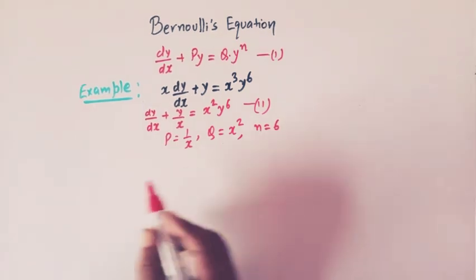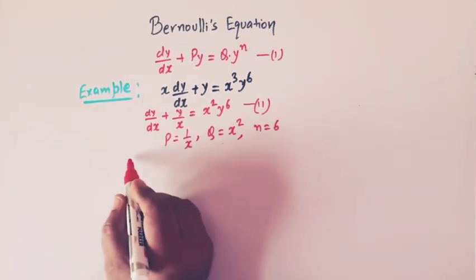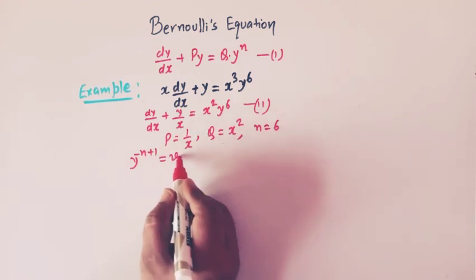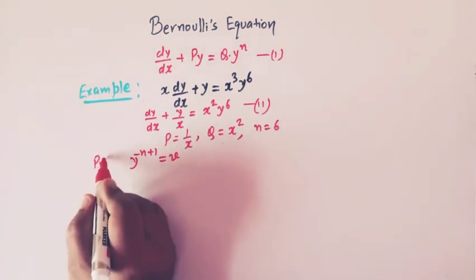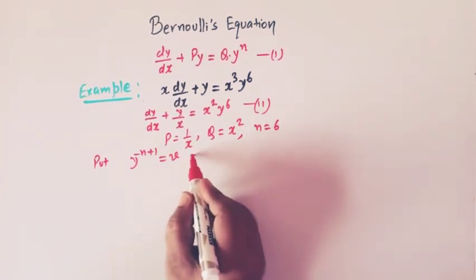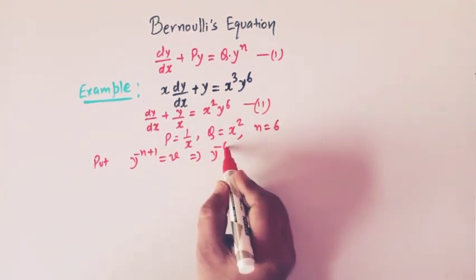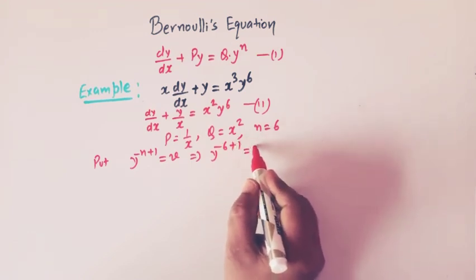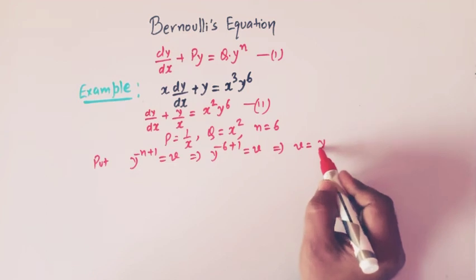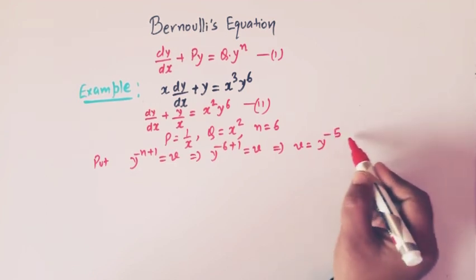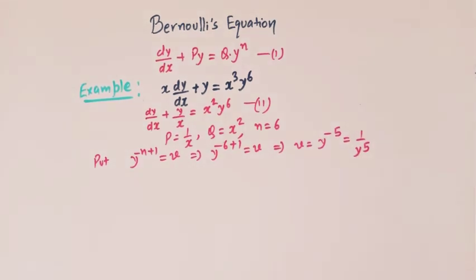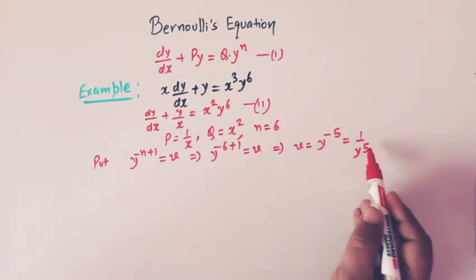Okay, so now what we will do, we'll substitute y raised to minus n plus 1 is equal to v, right? So here n is equal to 6, so we can write y raised to minus 6 plus 1 is equal to v, and this can be written as v is equal to y raised to minus 5, that is equal to 1 over y raised to 5. Clear?